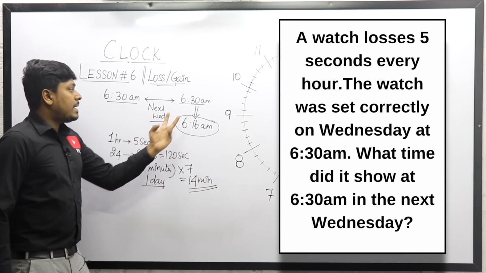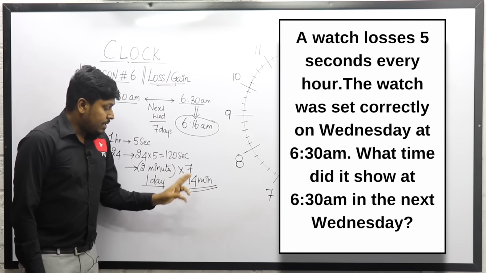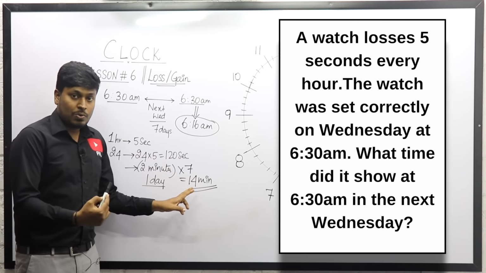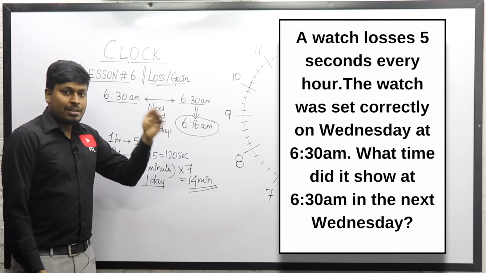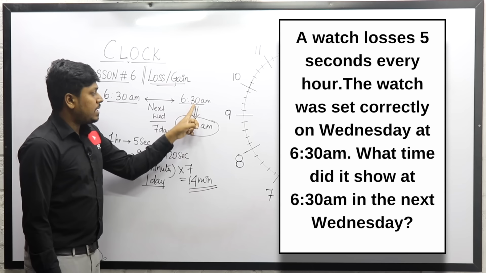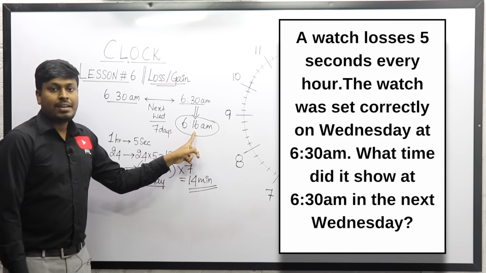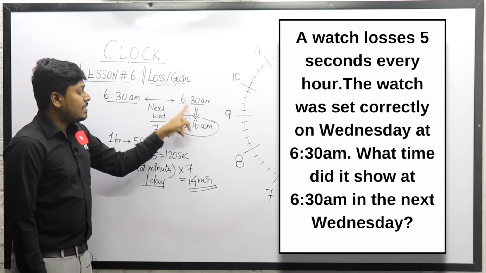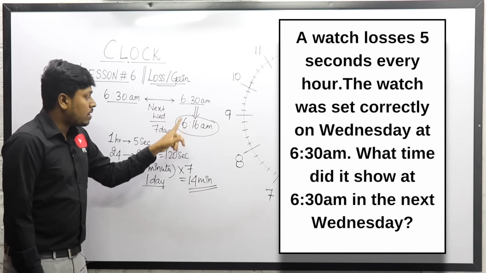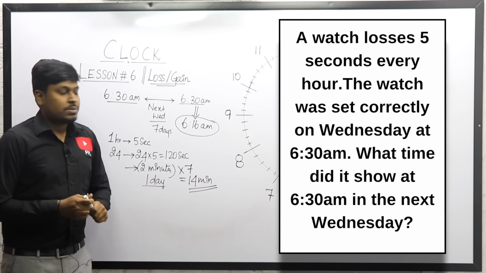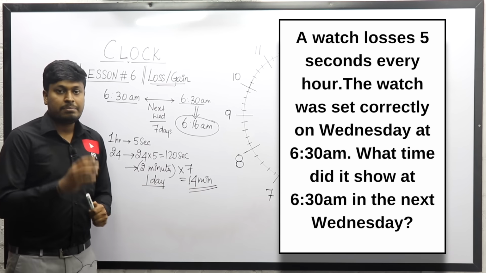Understood? So the right time will be 6:30 a.m. but here the clock is lagging. The clock loses 14 minutes for the total 7 days. So it's running 14 minutes slower, right? So if you subtract 14 from 30, this will be 16. So finally we can say that on the next Wednesday, at the same 6:30 a.m., the clock will not show 6:30, the clock will show 6:16 a.m. So this will be the answer for question number 5.